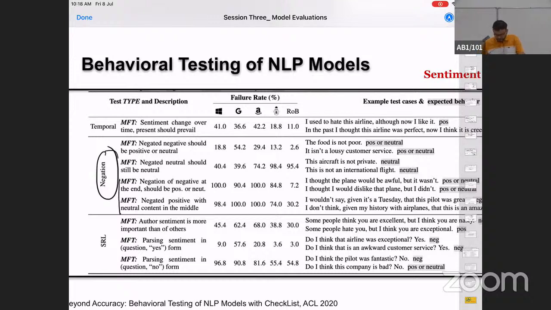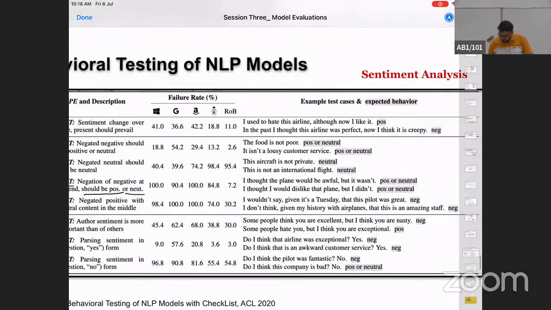So we created these MFT based instances. Negation of negative at the end should be positive or neutral. So there was a sentence which was negative. I negated this negative sentence, so it becomes either neutral or positive, right? Originally it was like this: I thought the plane would be awful. This is a negative sentence, right? And then I can say, but it wasn't. So overall, what is the sentiment? It is positive, right? Even though it contains so many negative words, the bad words.